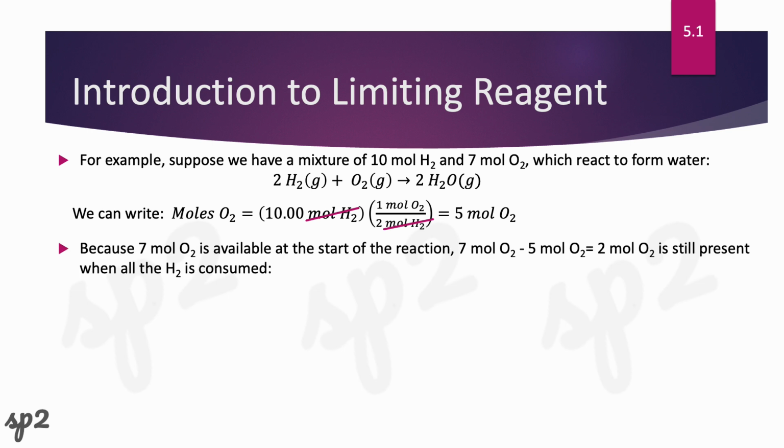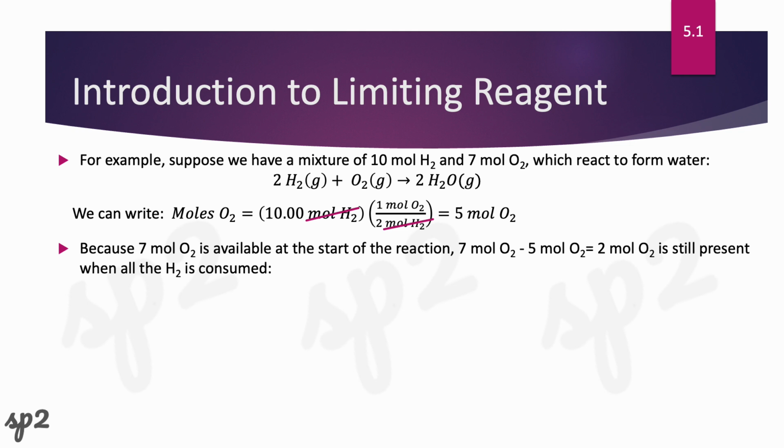That means you start with 7 moles of oxygen gas because that is what's available, but you would only use 5 moles of that. So I'm going to say 7 minus 5, and I'm going to have 2 moles of oxygen still present when all of my hydrogen gas is gone.